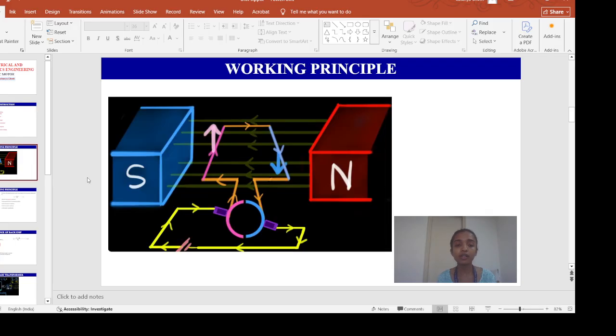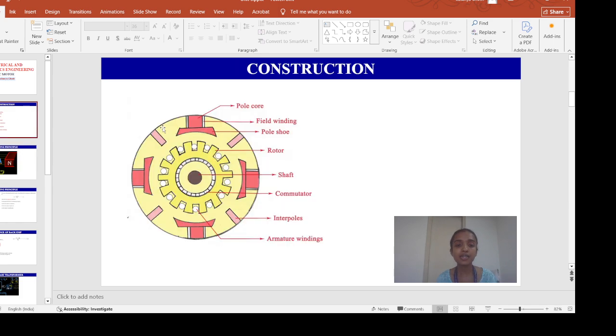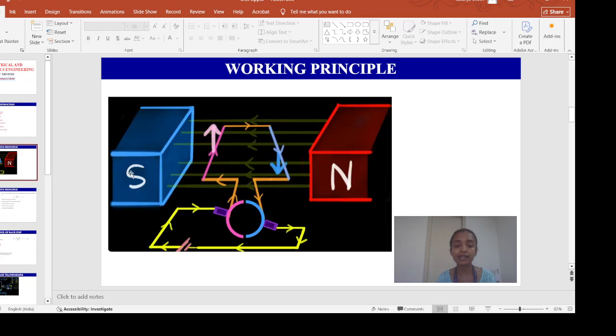Now, if we look at the working principle of the DC motor, we have seen these field poles here, right? Red color field poles. When we energize these field poles, they will act as a magnet.